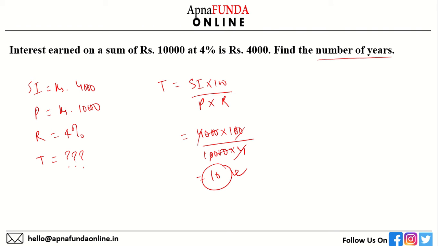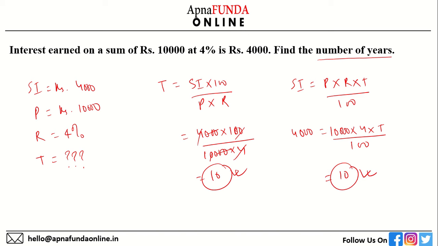In this case also alternatively you can solve with the simple interest formula, which is simple interest is equal to principal into rate into time divided by 100. So when you solve this, simple interest is 4,000, principal is 10,000, rate is 4%, calculate for T. So when you calculate for T, your answer will be 10. Easy question.